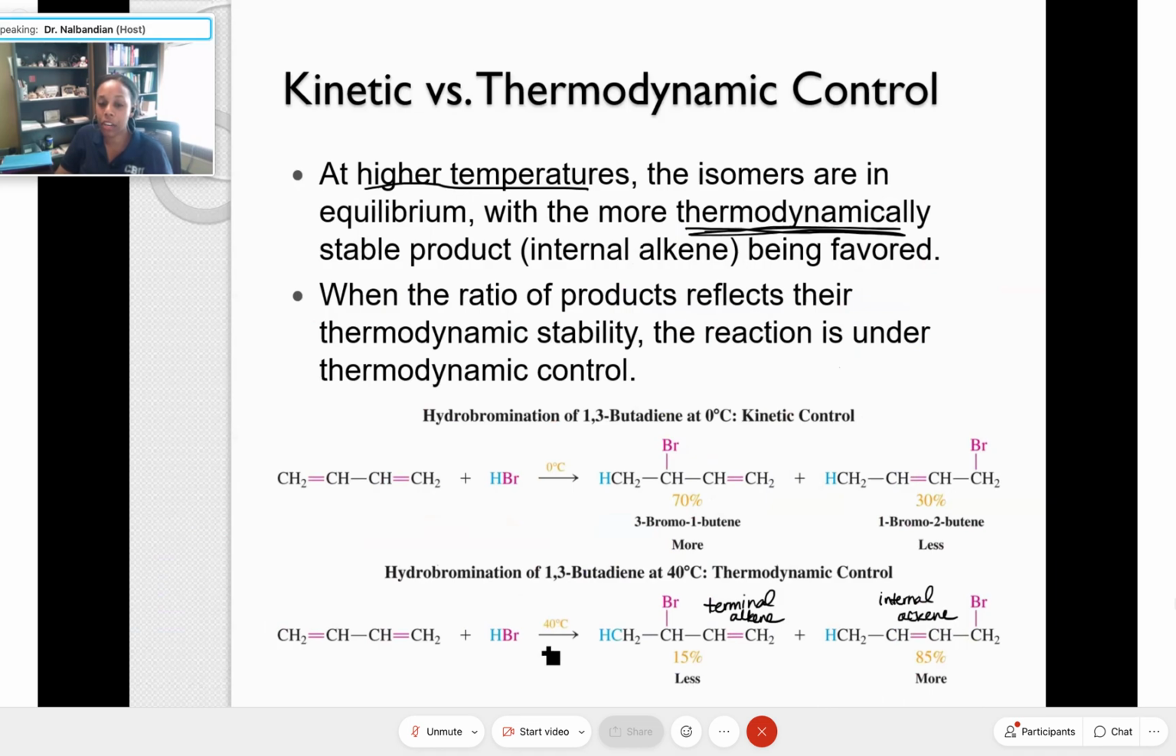And so at higher temperatures, we're going to see more of the product that is more stable. We know the internal alkene is more stable, and so we're going to make the product that's more stable based on thermodynamics. And so what did we say before? We saw this before in chapter 12. Remember in chapter 12, we talked about dehydration. We talked about kinetic control and thermodynamic control with the dehydration. Same concept. Here at higher temperatures, the thermodynamic product is favored, so we would say this reaction is under thermodynamic control. The ratio of products is going to reflect the thermodynamic stability of the product's form. The more stable product will be what will be favored at higher temperatures.